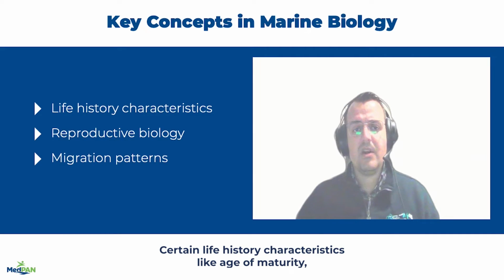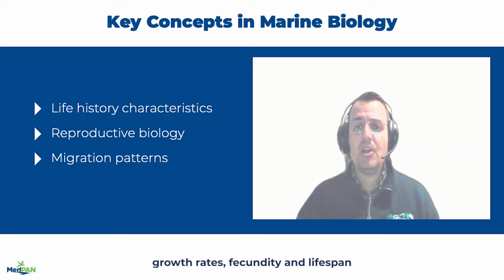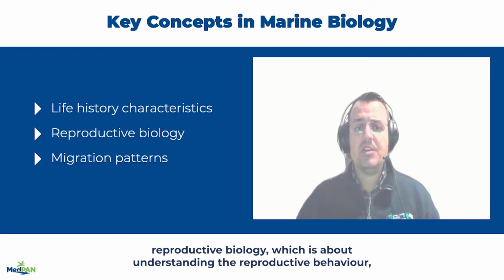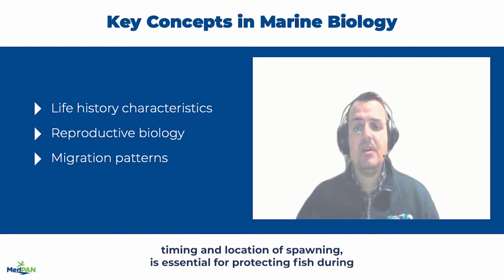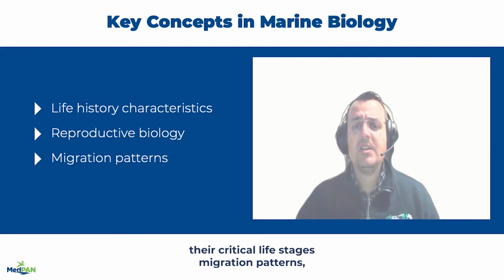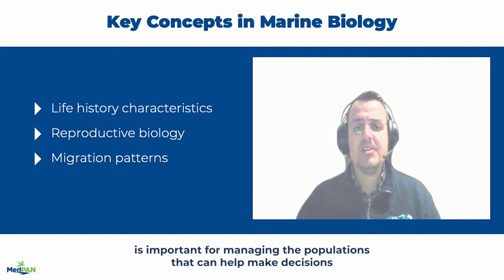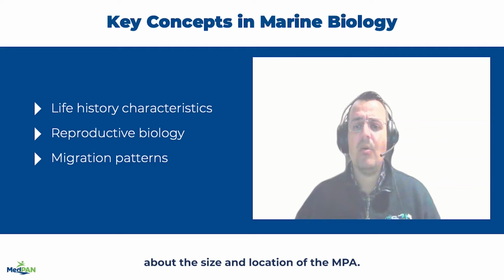Certain life history characteristics like age at maturity, growth rates, fecundity, and lifespan can help identify the vulnerability of a fish species to overfishing. Reproductive biology, which is about understanding the reproductive behavior, timing, and location of spawning, is essential for protecting fish during their critical life stages. Migration patterns, that is, knowing where fish migrate and where they come from, is important for managing their populations and can help make decisions about the size and location of the MPA.